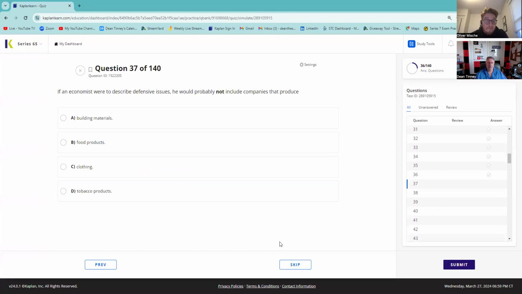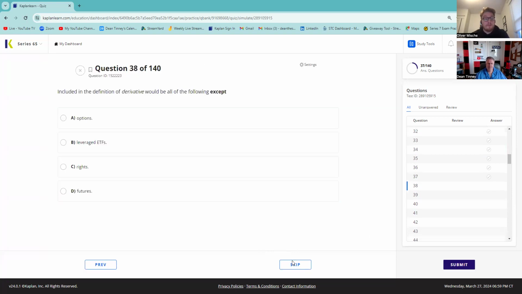If an economist were to describe defensive issues, he would probably not include companies that produce... A. Yeah, right on. Building materials is cyclical. When things are good, they're really good. Bad, right? Defensive means resilient to the business cycle. So you've got to eat, you've got to wear clothes. If you're a smoker, you're probably going to smoke even more.